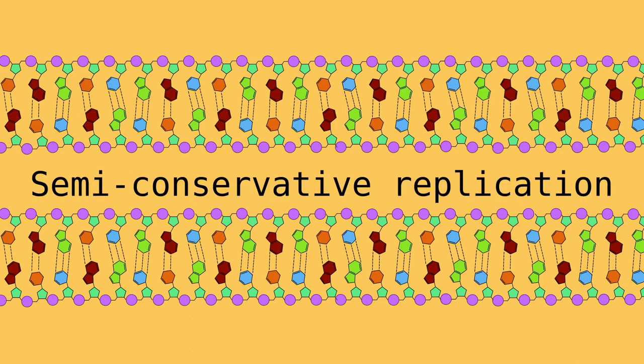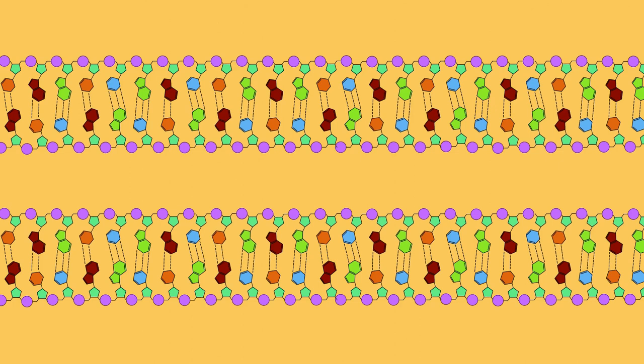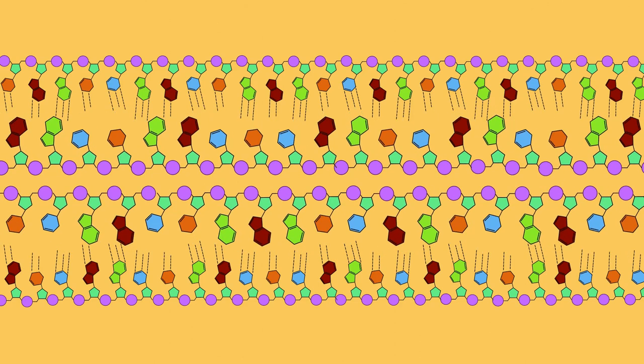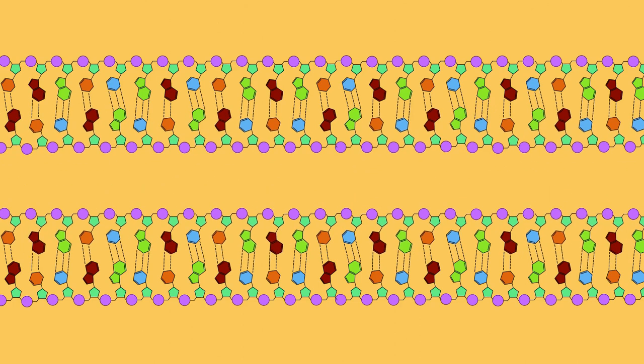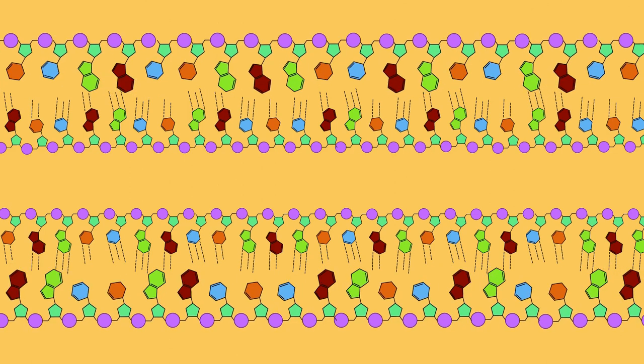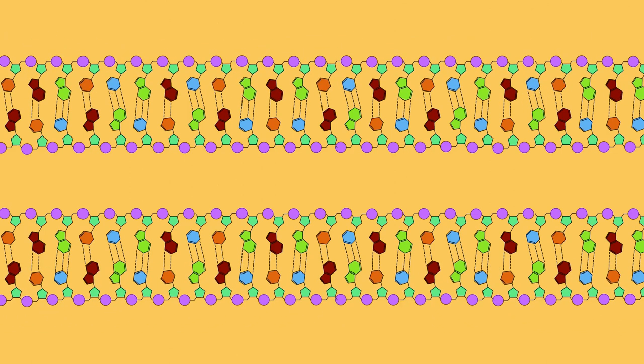This process is semi-conservative because each of the two DNA molecules consists of one new strand and one old conserved strand from the original DNA molecule.